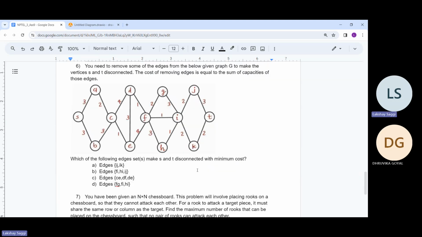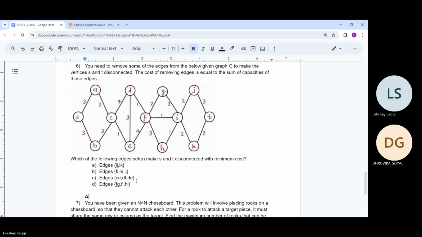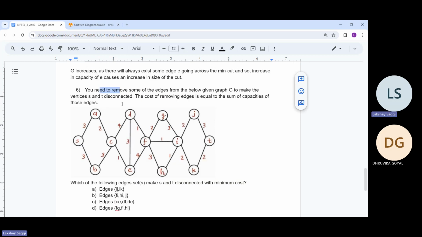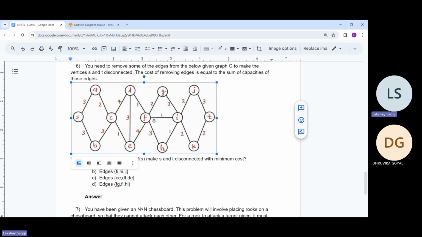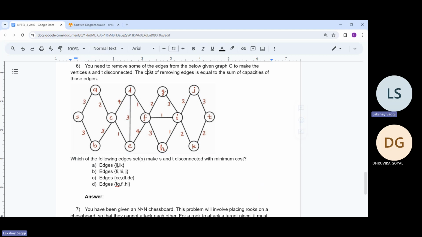Now maybe we can move on to the sixth question. The sixth question says that we need to remove some of the edges from the given graph G to make the vertices S and T disconnected. Since edges don't have directions, it's an undirected graph. What we need to do is make the vertices S and T disconnected from each other. So what we actually want to find is an ST cut, and the cost of removing edges is equal to the sum of capacities of the edges. We want to find the set of edges which make it disconnected with minimum cost. So what we essentially need to find is an ST minimum cut.